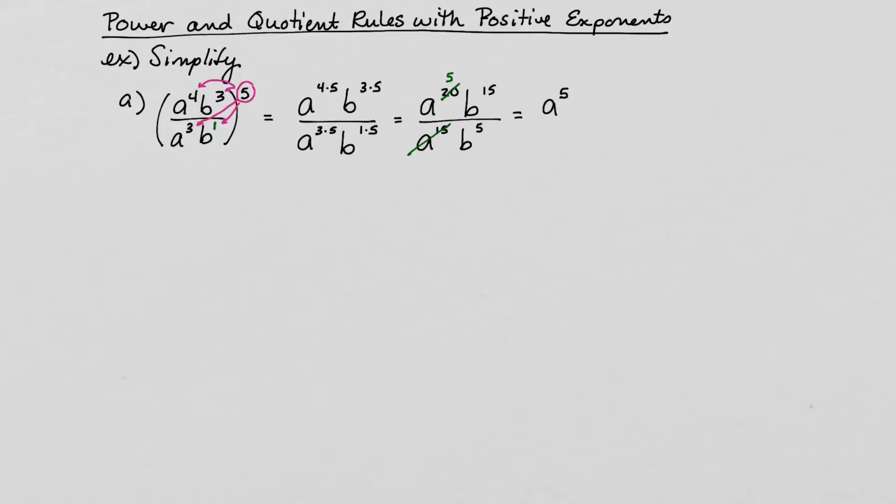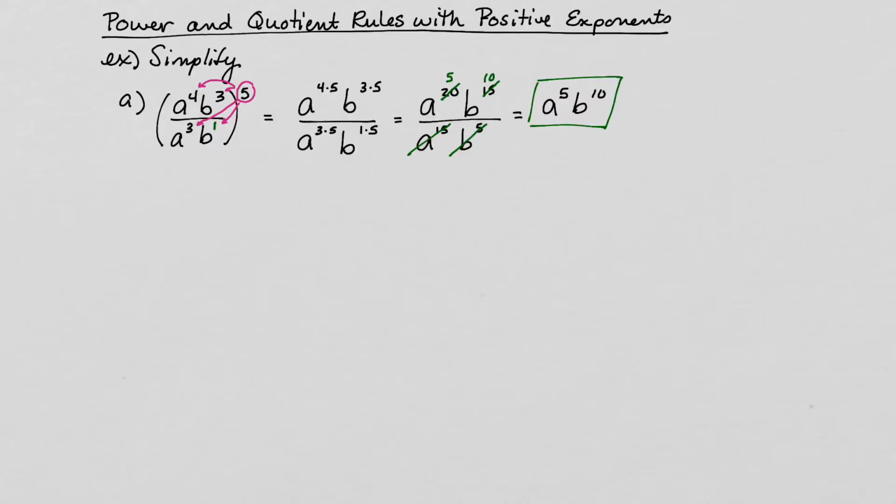Now we go on to the b's. If I look, on the top I have 15 b's, on the bottom I have 5 b's. So where do I have more b's? Hopefully you're saying the top. And how many more b's do I have on the top? I have 10 more b's on the top, so this is going to be b to the 10th. Again, you could cancel it by saying these 5 b's cancel out 5 of these, and I'm left with 10. So my final answer here is a to the 5th, b to the 10th.